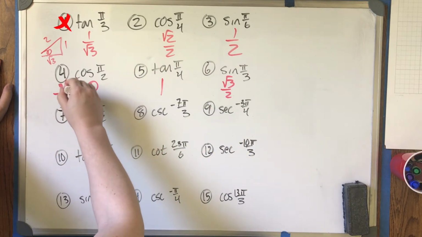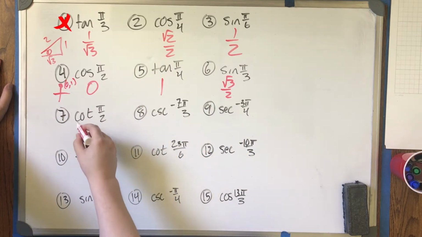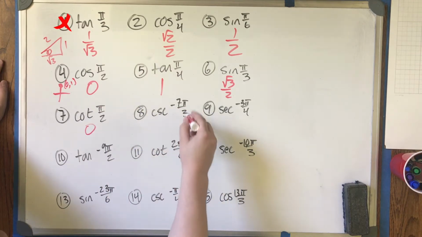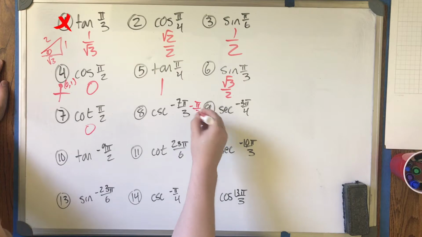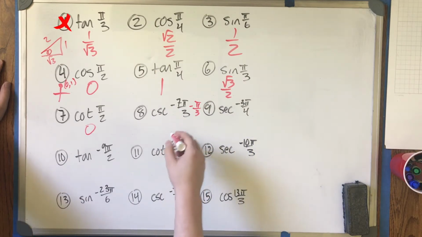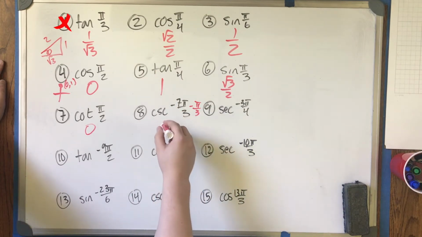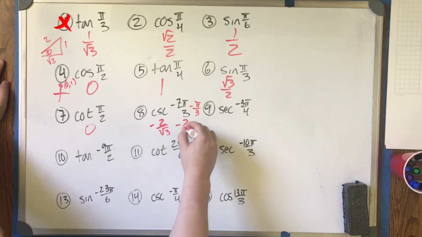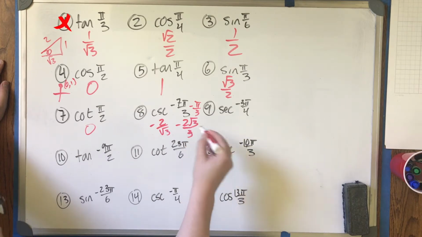Cotangent up here, let's see, what's cotangent? That's cosine over sine. This is going to be 0. See, this is really a negative pi over 3, which is a 60 in the fourth quadrant. Sine would normally be square root of 3 over 2, so this is going to be 2 over the square root of 3. It's negative because we're in that quadrant. We got to rationalize: 2 rad 3 over 3.